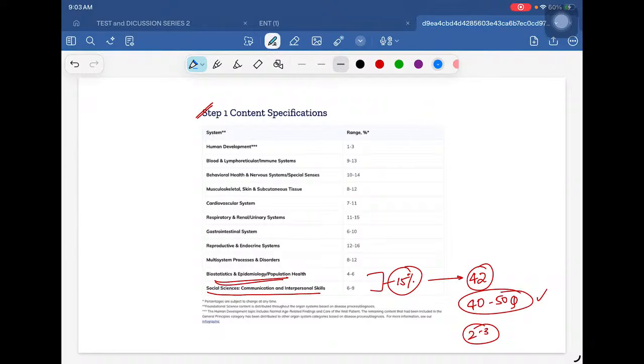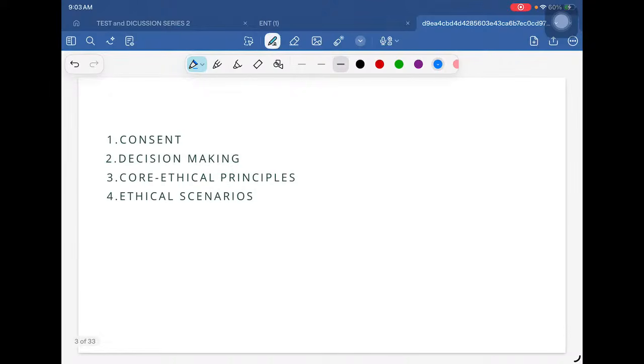So this is the importance of ethics. I just want to give you a heads up of what we are dealing with before we talk about the content. We are going to divide ethics into part 1 and part 2 in today's session. This is the part 1 section. In part 1, we are going to talk about consent, decision making, core ethical principles, and some of the ethical scenarios that can show up on your test. We'll go one by one. If you have any doubts during the session, just feel free to let me know in the chat box. I'd be happy to answer.